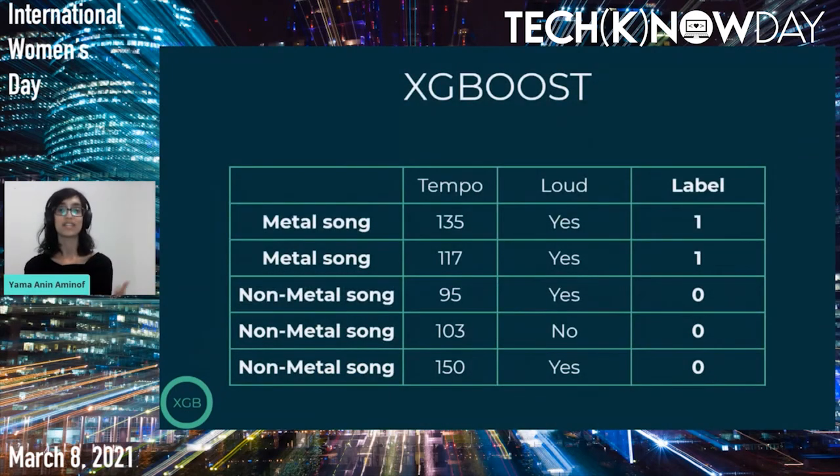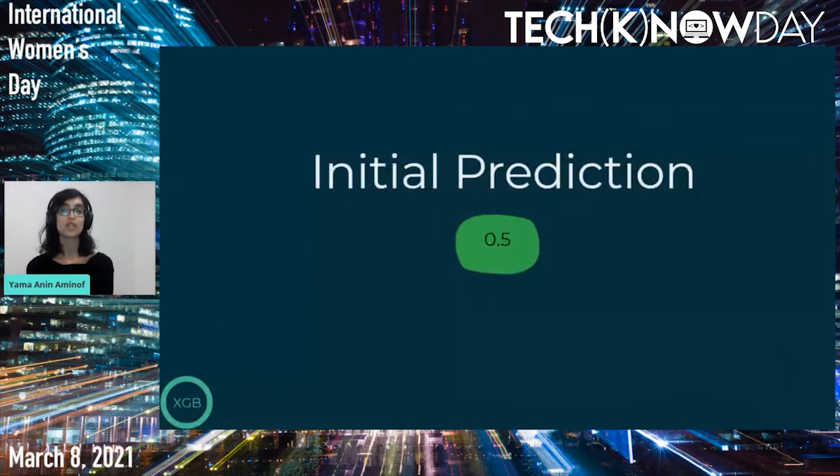If we're doing a binary classification, trying to predict if a song is metal or not, the values of the labels are 1 for metal songs and 0 for non-metal songs. Of course, we have more features, more songs than what we see in this table. XGBoost starts by giving one initial prediction for all of the samples, the same prediction, and its default value is 0.5. So the default prediction is that there is a 50% chance that the song is a metal song.